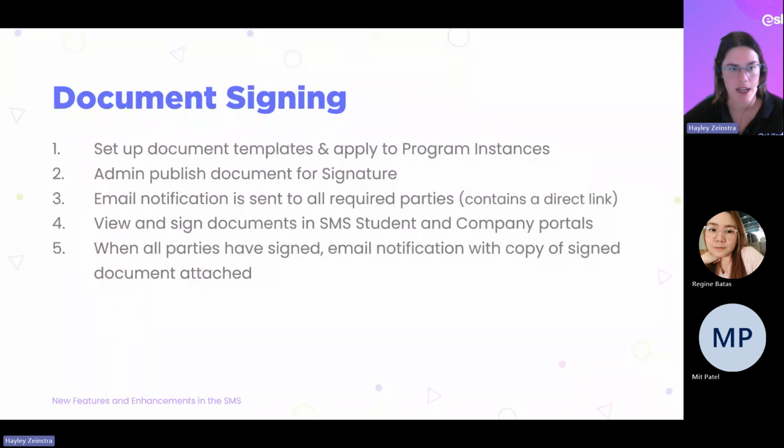Now, in regards to document signing, this is the flow of how that works. First of all, there is some setup that you would need to do in your account in regards to your document templates, and then applying these to your program instances as well. Once the setup is there, admin can publish a document for signature. And when admin do that, an email notification is sent to all the required parties. That email notification also contains a direct link, so they can click on that and go straight to the form which they need to sign.